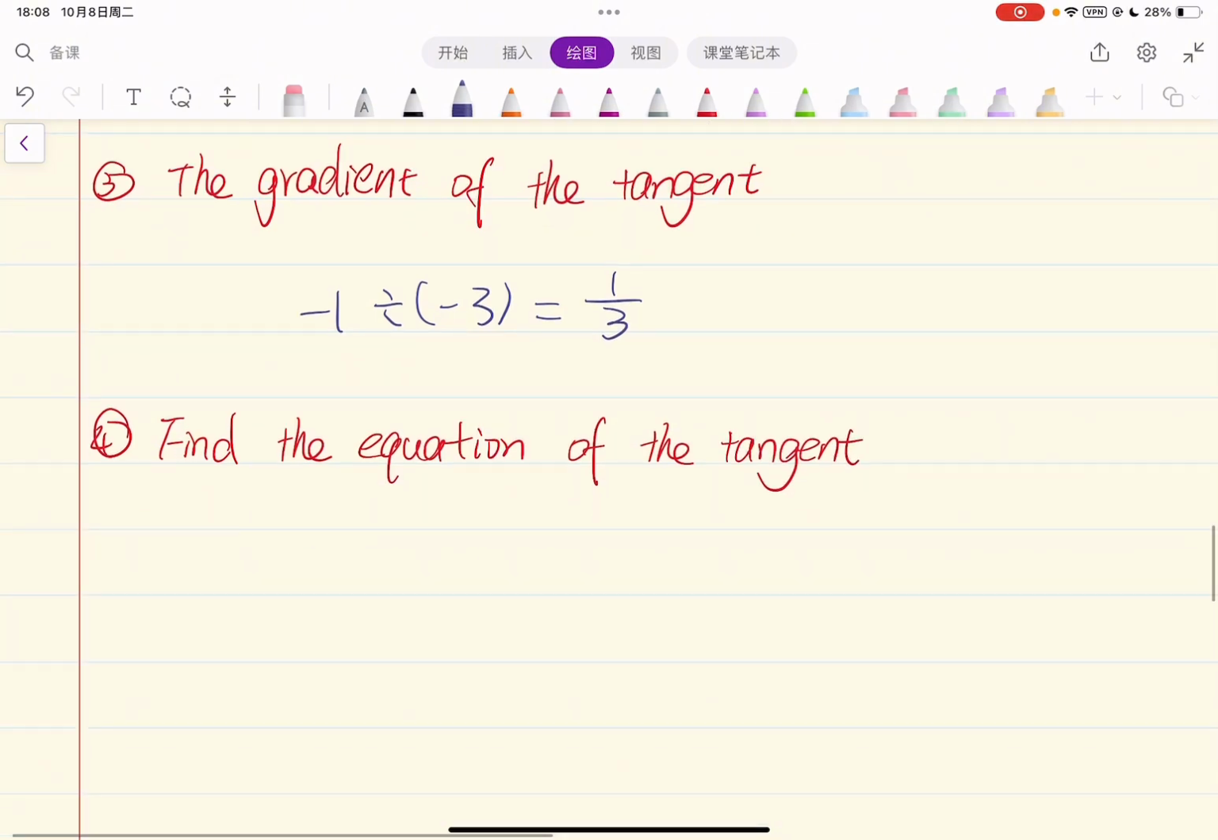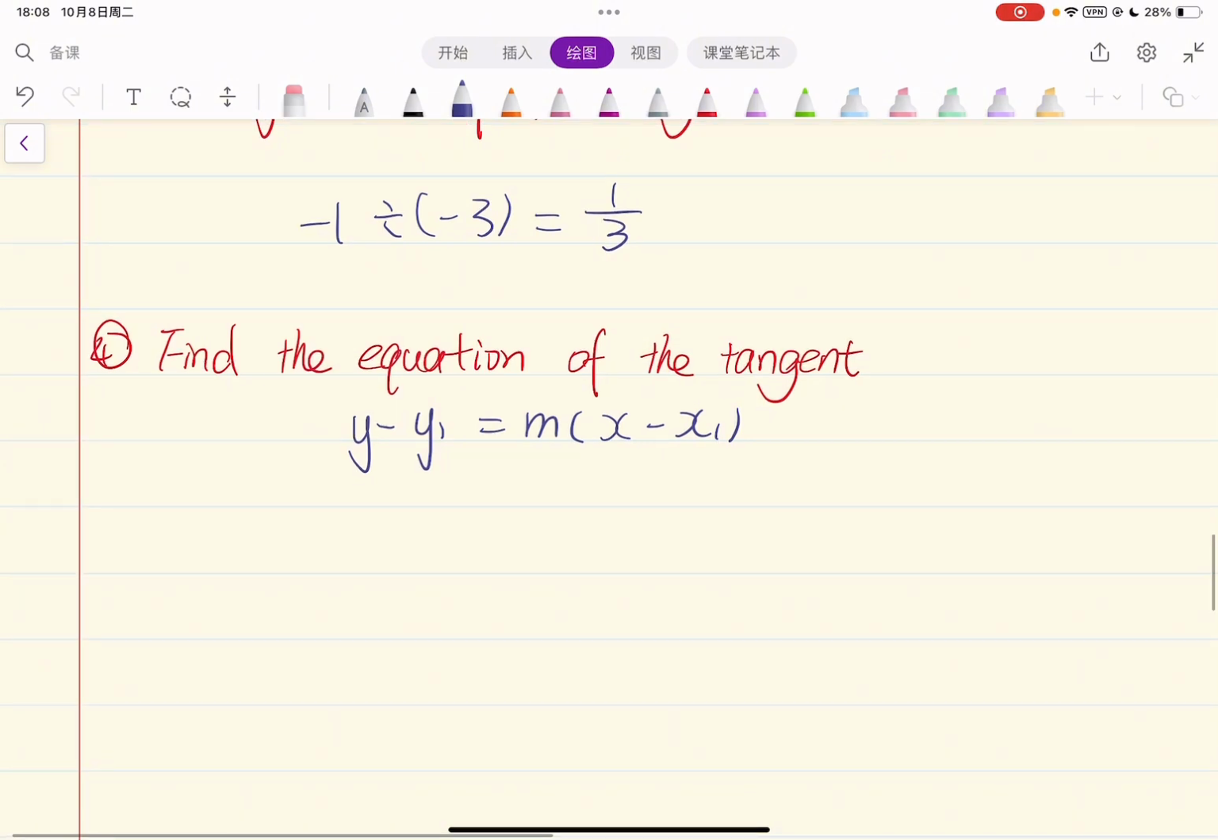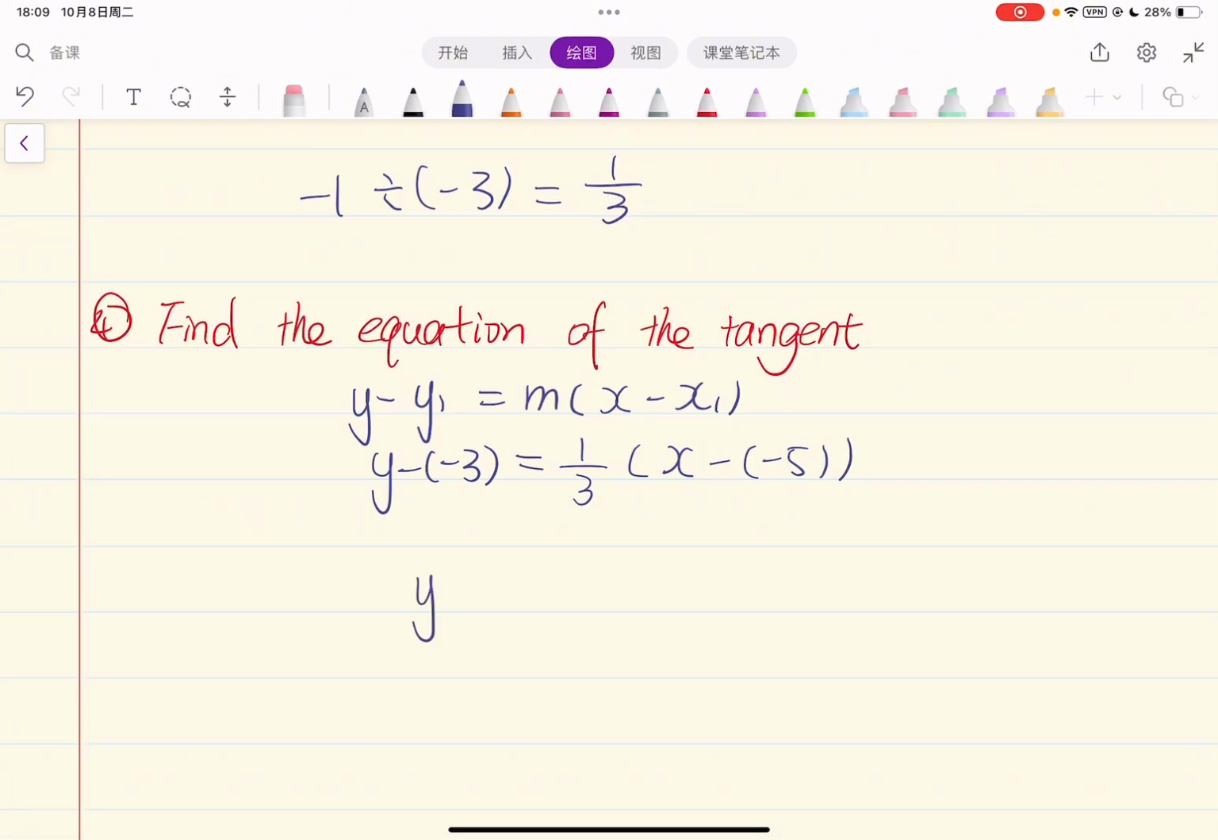We have the form that is y minus y1 equals m times x minus x1. So we substitute the values, that is y minus minus 3 equals 1 over 3, x minus minus 5. That equals y plus 3 equals 1 over 3 x plus 5.